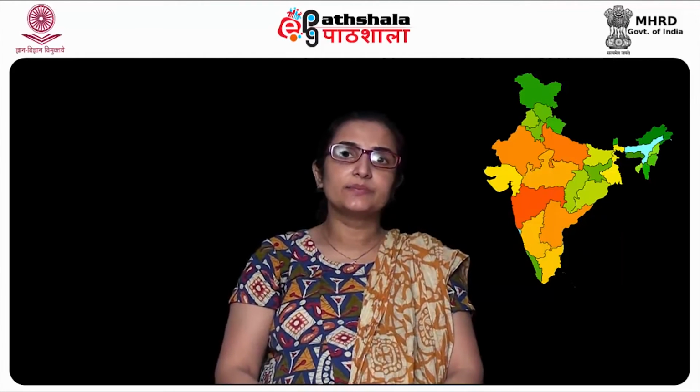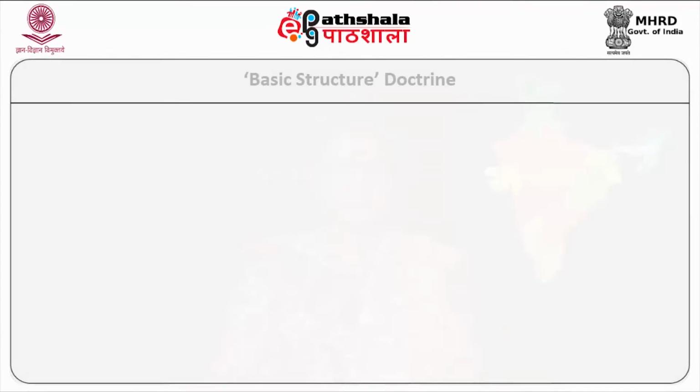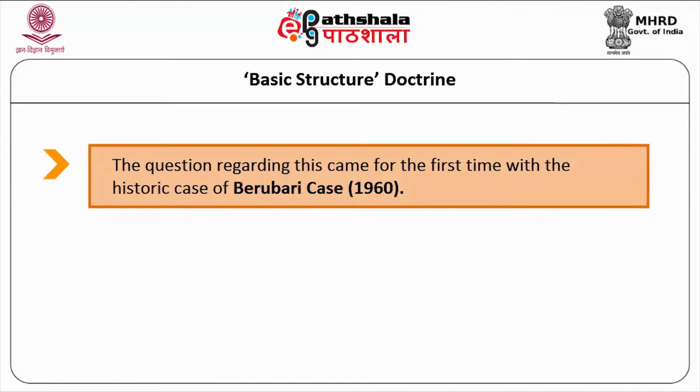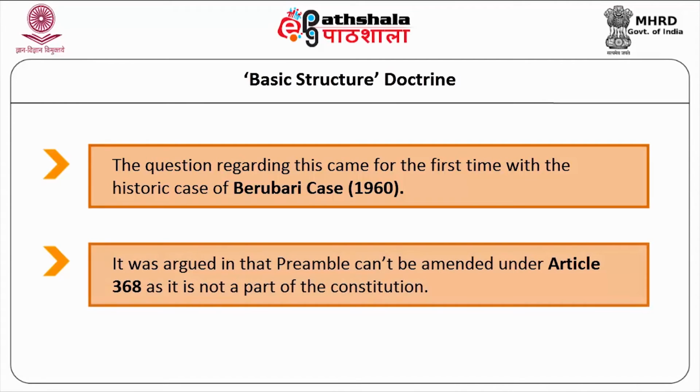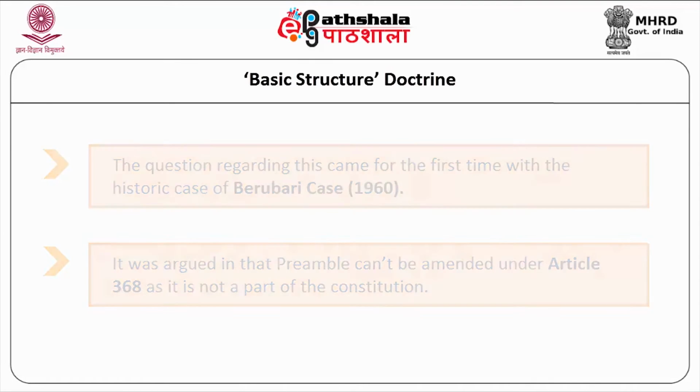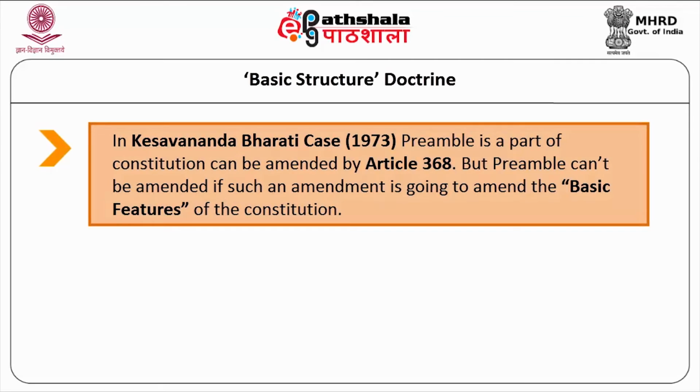The question regarding the basic structure doctrine and the amendment of the preamble first came in 1960 in the case of Berubari and Union of India, and it was declared in that case by the Supreme Court that the preamble is not part of the Constitution and thus it cannot be amended by Article 368. But in the Kesavananda Bharati case in 1973, it was declared that it is a part of the Constitution and it can be amended by Article 368 without changing the basic structure of the Constitution.